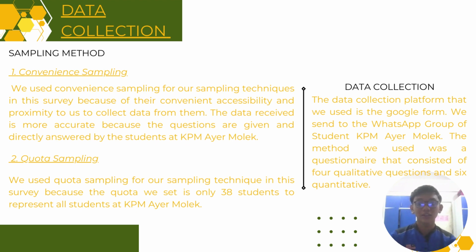And then the data collection. We use two types of sampling method. The first one is convenience sampling. We use convenience sampling in the survey because of their convenient accessibility and proximity to us to collect data from them. The data received is more accurate because the questions are given and directly answered by the students at KPM IMOLE. The second one is quota sampling. We use quota sampling because the quota we set is only 38 students to represent all students at KPM IMOLE.